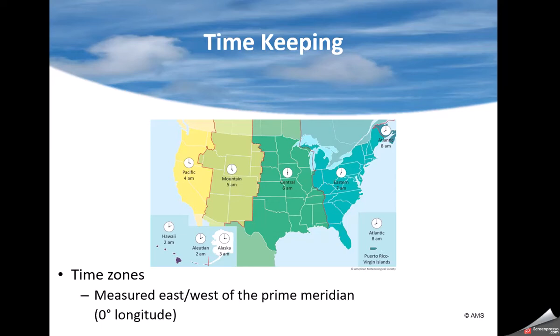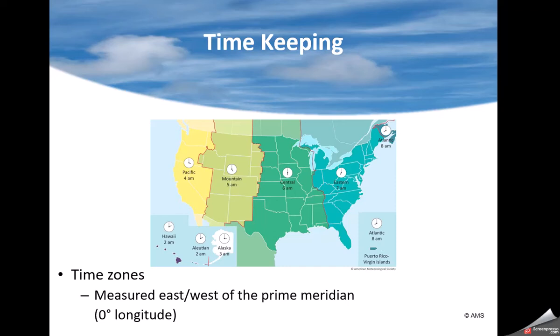So that noon over there is the same as 7 a.m. here, which is the same as 6 a.m. in Central, 4 a.m. Pacific. But every one of those times would be the same at 1200 Zulu or Universal Time.